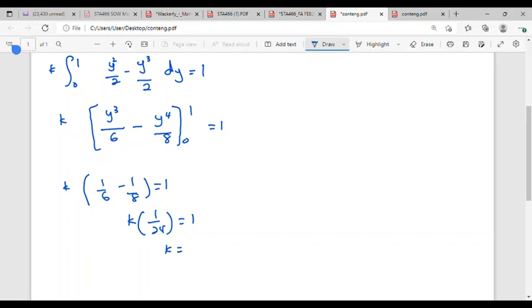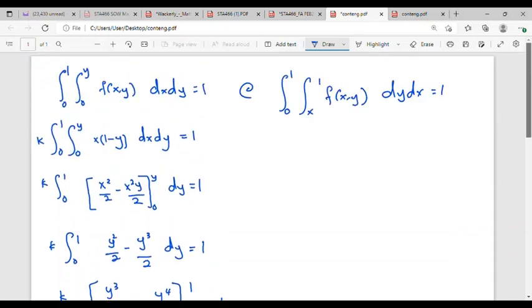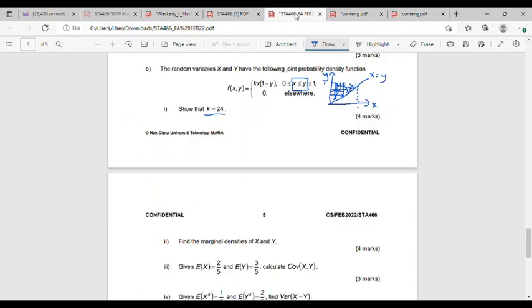So k equal to 20. So if you do the integration with this one like this, you will get the same answer. Should get the same answer. Alright, so that's the way how you find the value of k. Okay, the second question, find the marginal. So once we have the value of k, we can find the marginal of x and y.